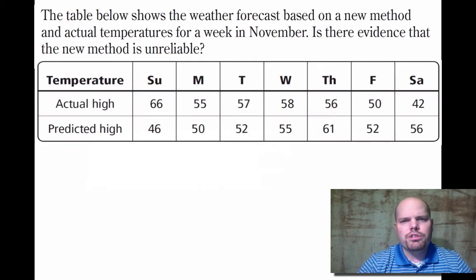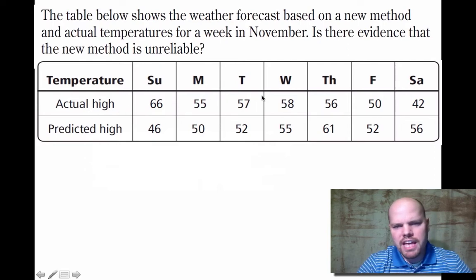The table below shows the weather forecast based on a new method and actual temperatures for a week in November. Is there evidence the new method is unreliable? So we have measured the actual high compared to what was predicted or expected. The new method is going to predict, so it's what we expect. And we don't want a big difference. We want our weatherman or our formula for predicting weather to be fairly accurate.